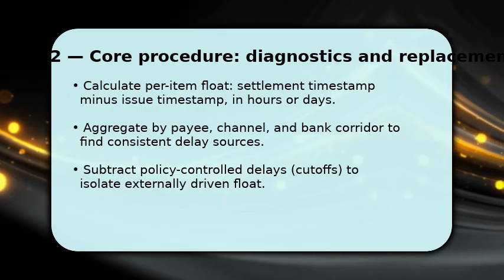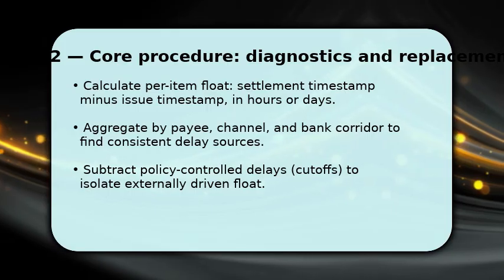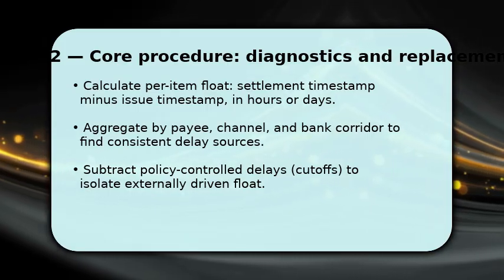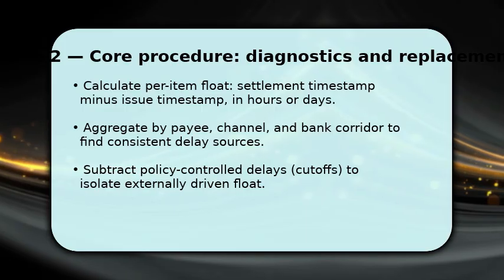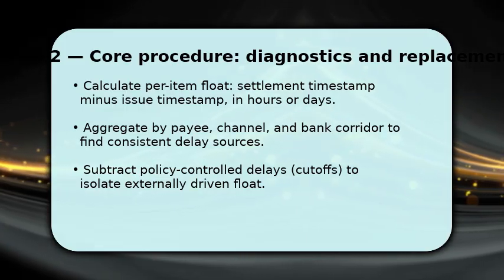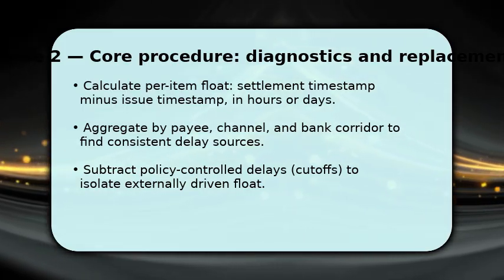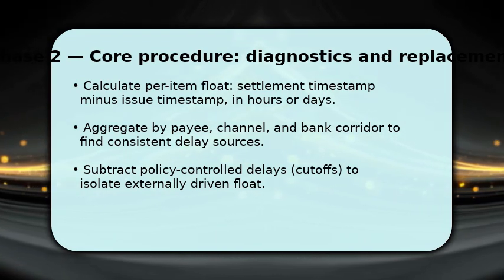Next, remove known, controllable cutoffs or internal batching from your dataset so you're left only with external delay. This filtered set represents independent float, the funds timing you cannot move by changing your internal process.